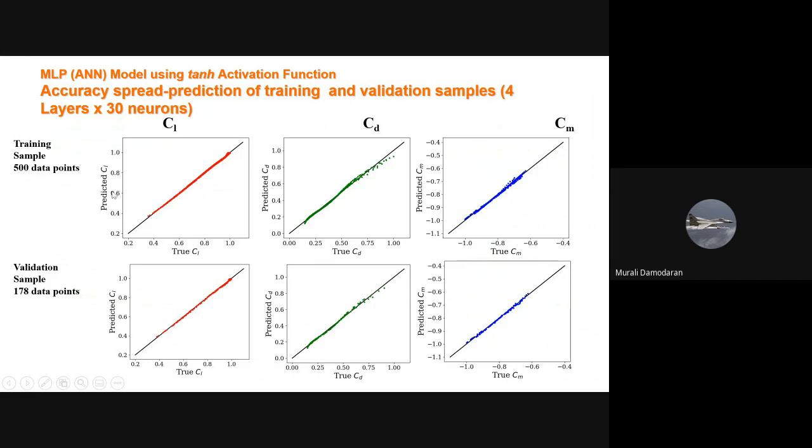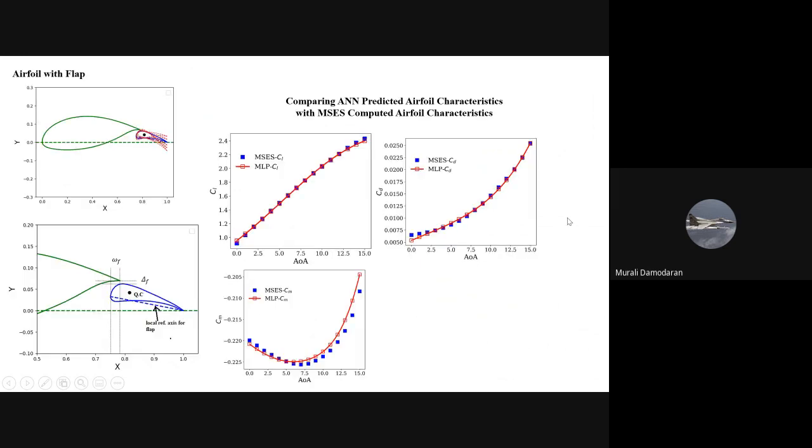So it's the spread. What we do is put the predicted CL and the true CL and see where it lies. If it lies exactly along the 45-degree line, then it's okay. The spread will tell you the error in the prediction by the neural net. So these are the aerodynamic characteristics predicted by the neural network and compared with the MSC. All right.